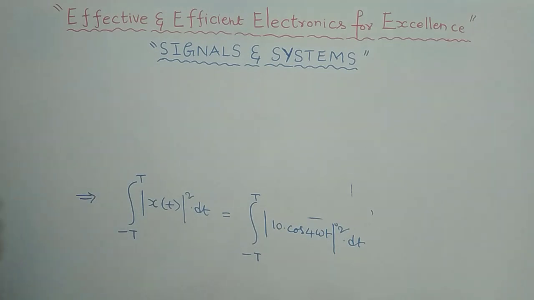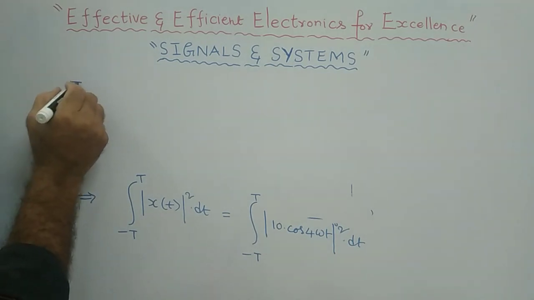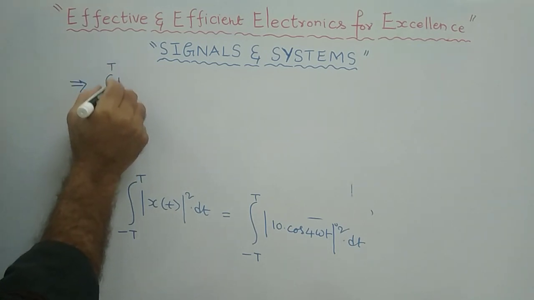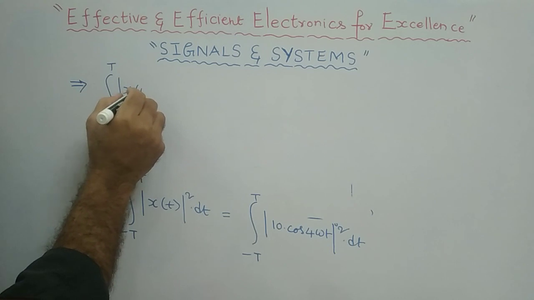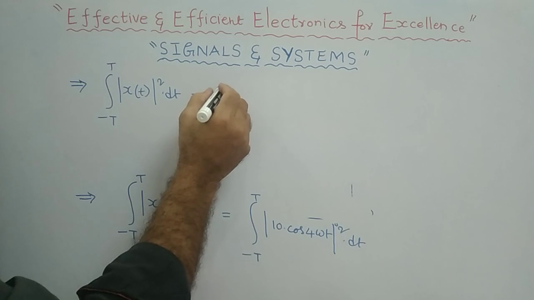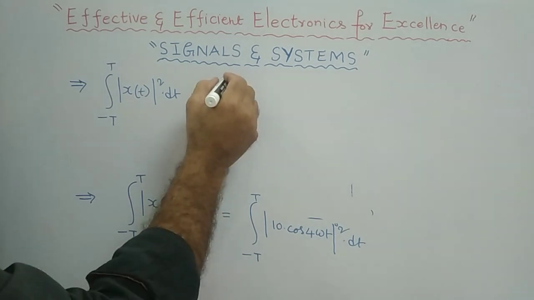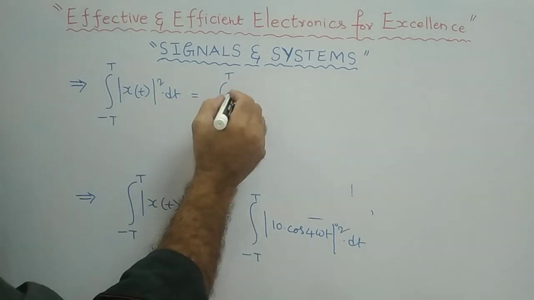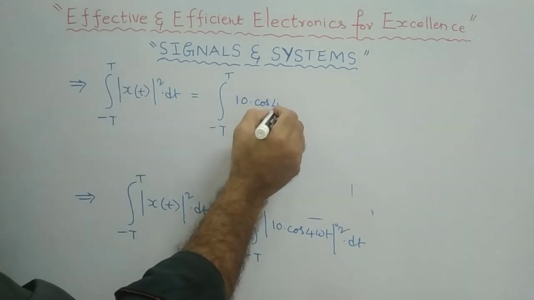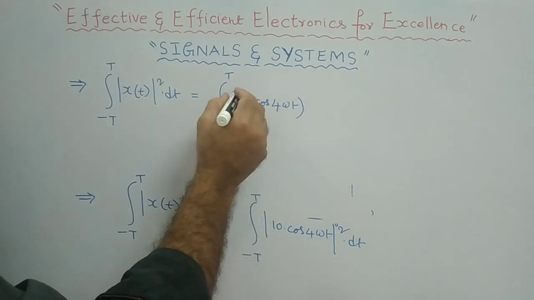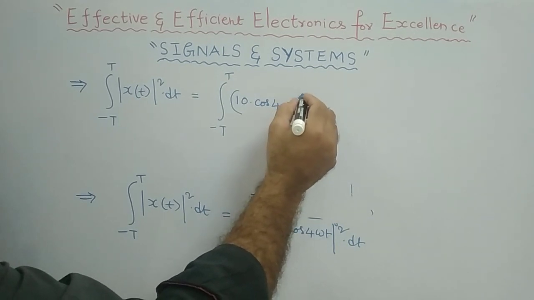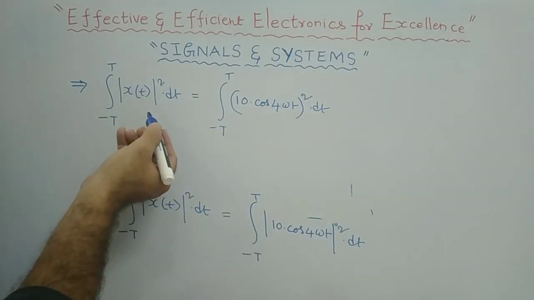This implies the integral from minus T to capital T of magnitude of x of t square dt. Further, from minus T to T, the magnitude is simply 10 into cos 4 omega t, and you have to square this. That is the meaning of it.